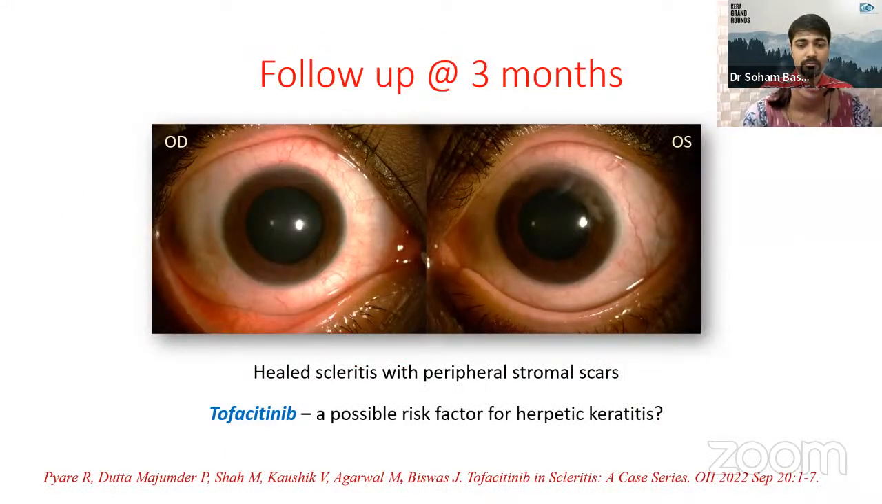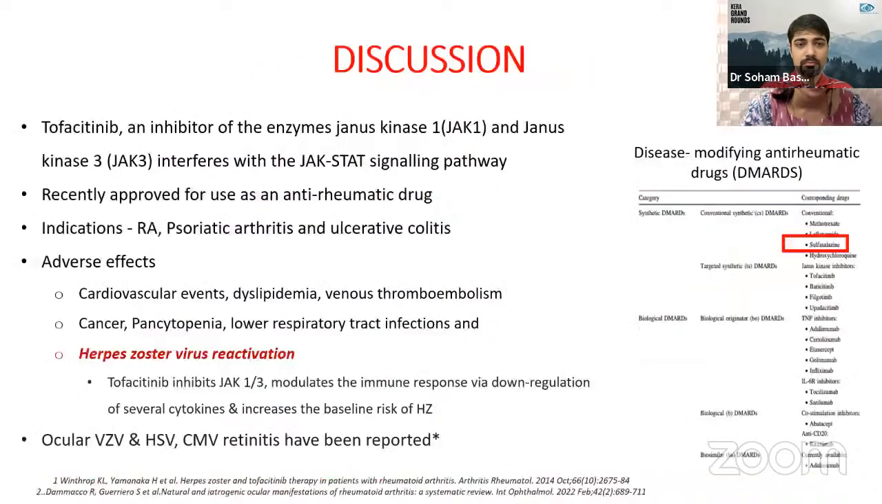At the 3 months follow-up, she resolved well with a picture of healed scleritis with a few peripheral stromal scars and a quiet eye. So we would like to present this case as we feel tofacitinib is a possible risk factor for developing herpetic keratitis. Tofacitinib is an inhibitor of enzymes Janus kinase 1 and Janus kinase 3, which interferes with the JAK-STAT signaling pathway and has recently been approved for use as an anti-rheumatic drug. The known adverse effects of this drug are cardiovascular events, venous thromboembolism and respiratory tract infection.